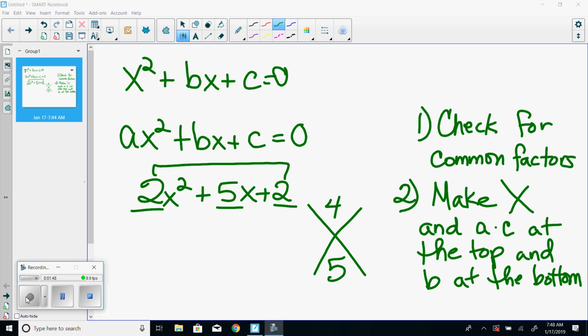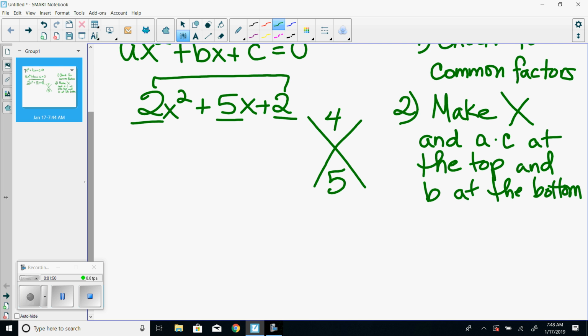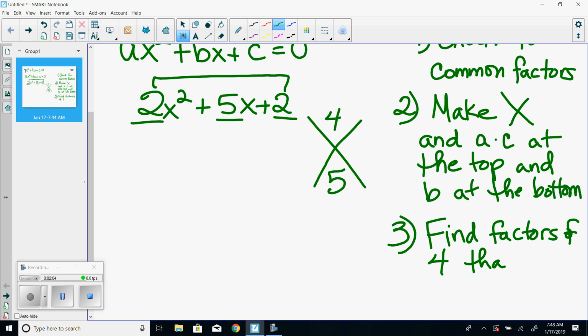So the next thing we're going to do is find the factors of 4 that add up to 5, okay? Which is how we did the other time. So far, the big difference is you have to multiply the first number and the last number. So the factors of 4 that add up to 5 are 4 and 1.